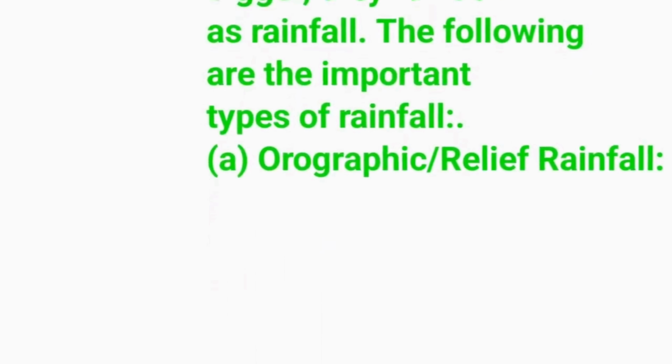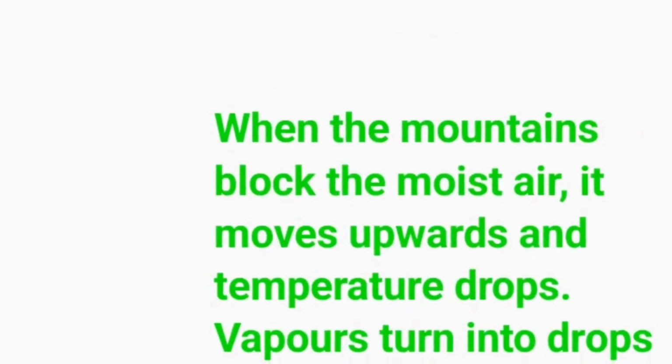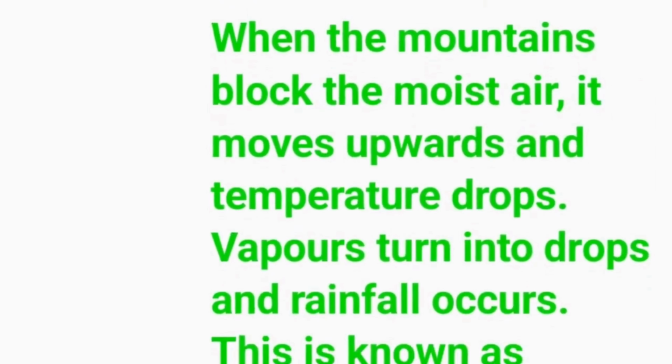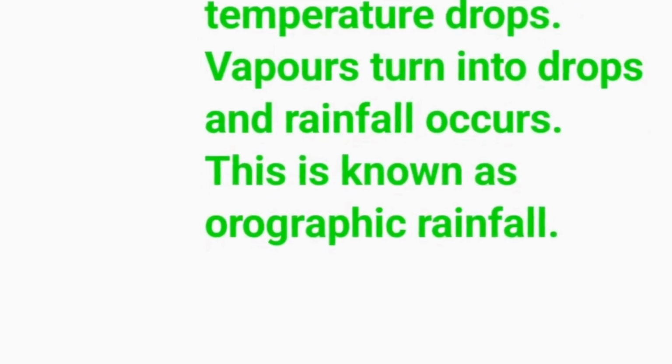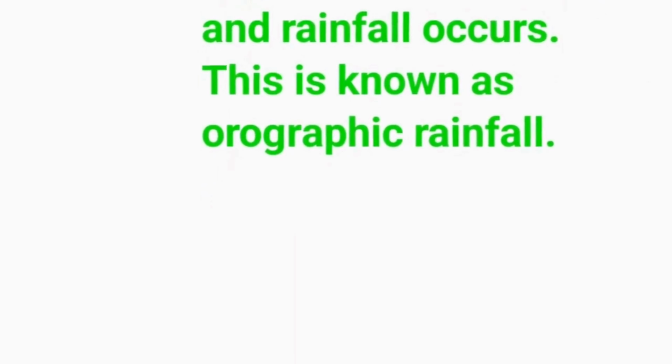1. Orographic relief rainfall. When the mountains block the moist air, it moves upwards and temperature drops. Vapors turn into drops and rainfall occurs. This is known as orographic rainfall.